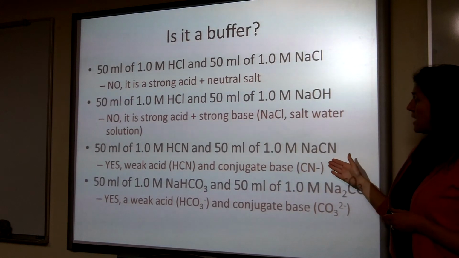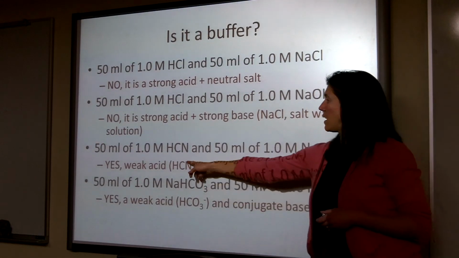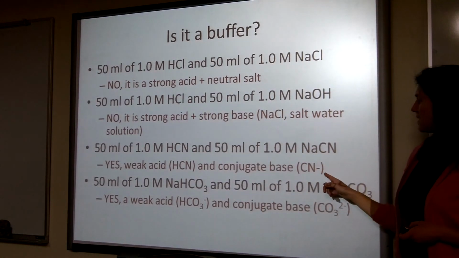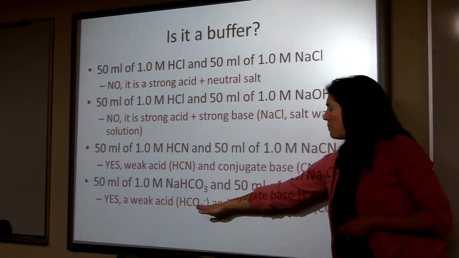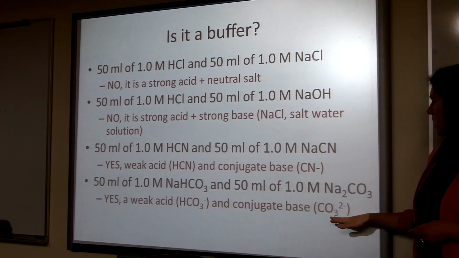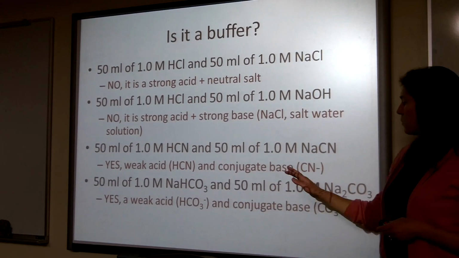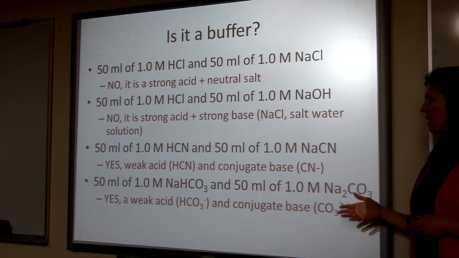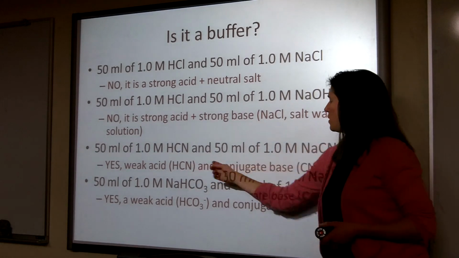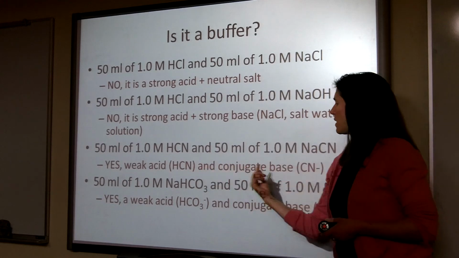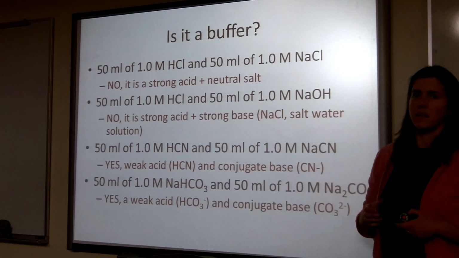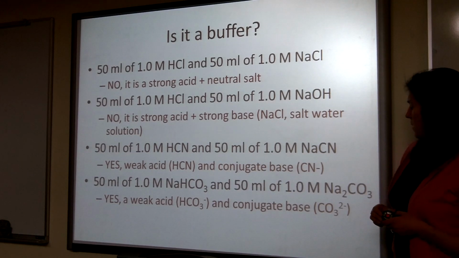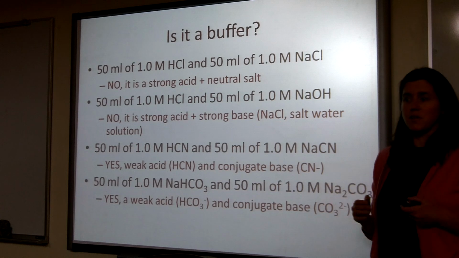This case, yes, it is a good buffer because I've got a weak acid in HCN, and I've got the conjugate base in the CN minus ion. And this is also a good buffer. I've got the bicarbonate ion and the carbonate ion. And so that is a weak acid conjugate base pair. The way that you would spot these, what you'll notice is the only difference in these two formulas is that the weak acid has one more hydrogen than the conjugate base does. So that's what you're looking for there. They want to be separated by just one hydrogen. So that's some practice with buffers and pH and general overview.